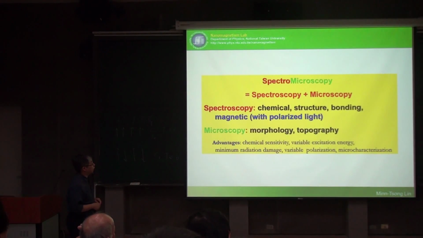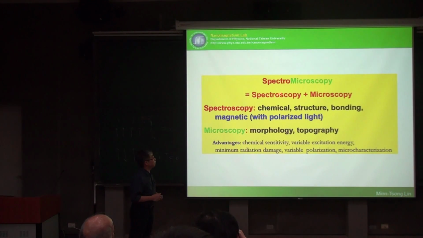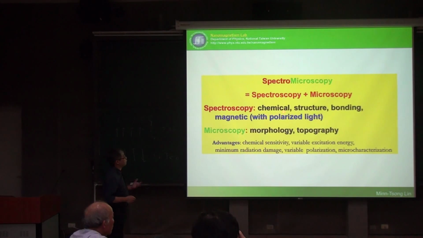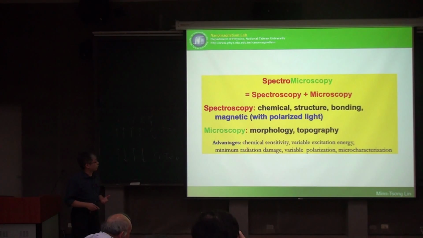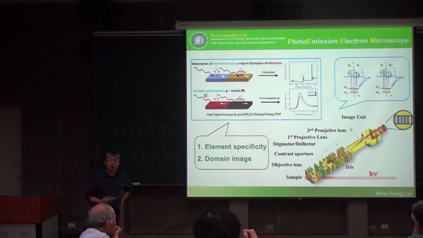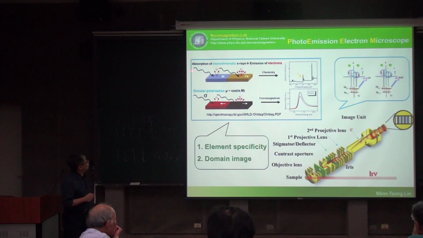One very powerful tool in synchrotron radiation is spectromicroscopy. Spectroscopy gives you the energy information, and microscopy gives you the topographic information. So spectroscopy gives you the chemical information and becomes element specific, and the microscope of course gives you the information of the morphology. This is a standard so-called XMCD measurement.